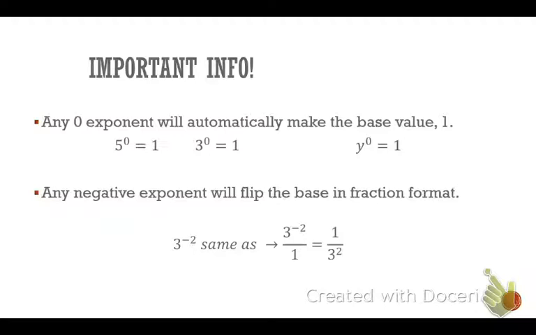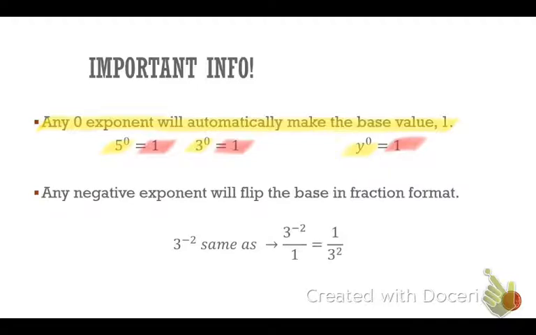So first rule, any zero exponent automatically makes the base value 1. It doesn't matter what your base value is. It could be a number or it could be a variable. Notice what they all have in common. They're all going to equal 1. All right, that's the rule. So anytime you see a term raised to the power of 0, it becomes 1. The variable is gone. So notice for y, the y changes to a 1. The y is gone.